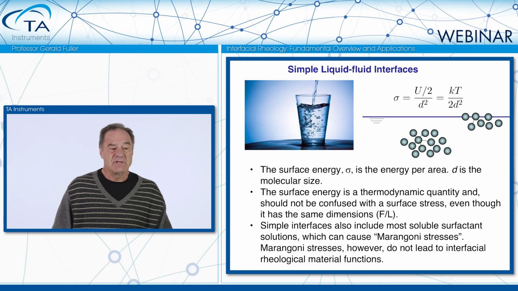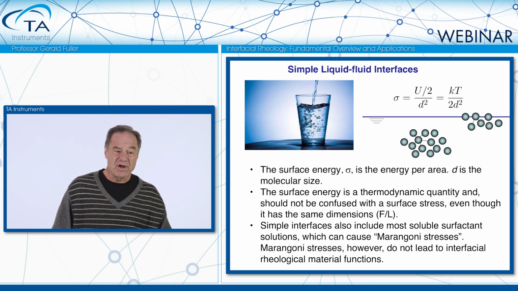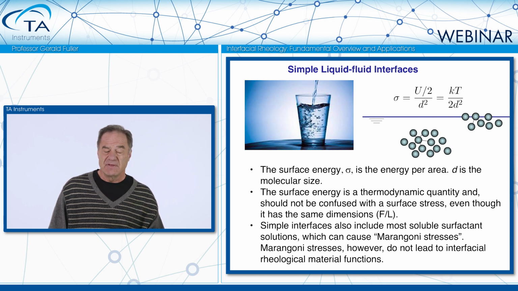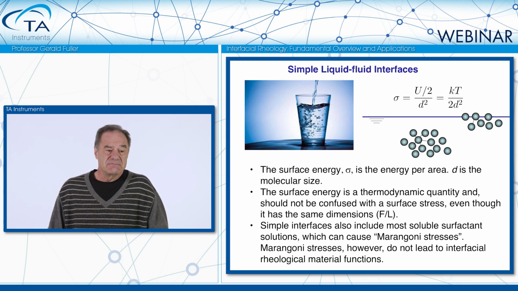So simple liquid-fluid interfaces, such as just the surface of a glass of water, are characterized by surface energy, shown here in this simple equation as sigma. Surface energy is energy per area. So U is the intermolecular potential between molecules in the liquid, in the bulk, but at the surface they're robbed of some of those interactions.